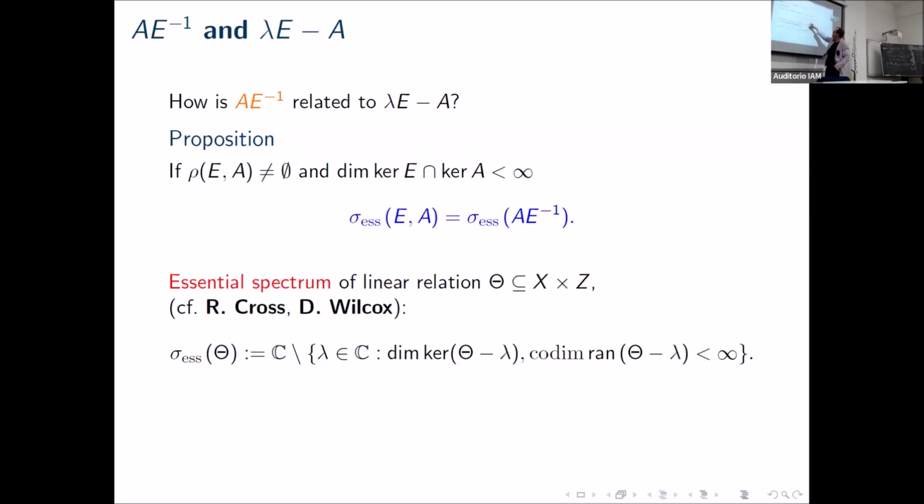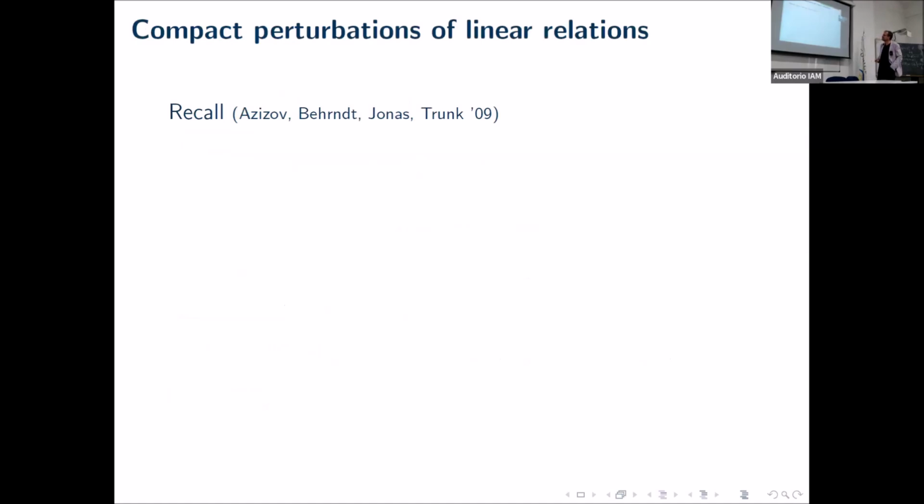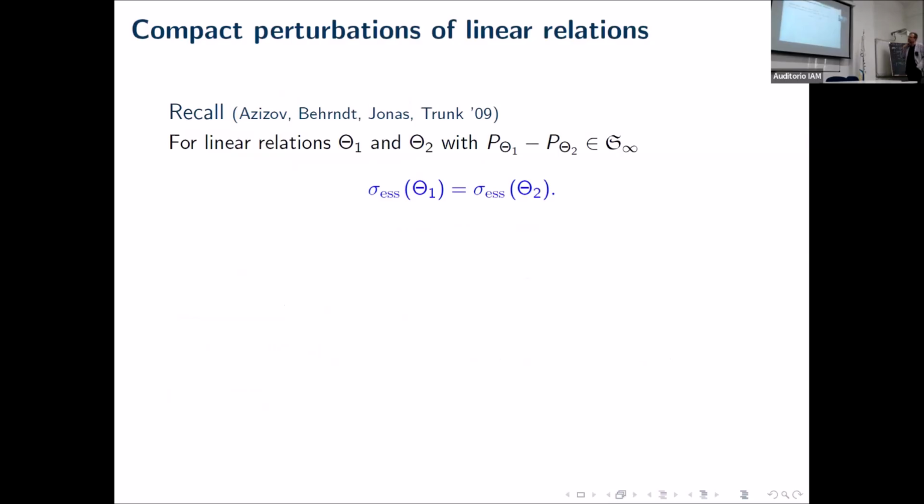So the message here is the spectrum of the pencil I want to investigate corresponds to the spectrum of the linear relation. But for linear relations, there exist results for the essential spectrum. There's some literature: Kost, Wilcox, Narkic. Also Rostov, Warwick. Especially one of ourselves. And this we will use.